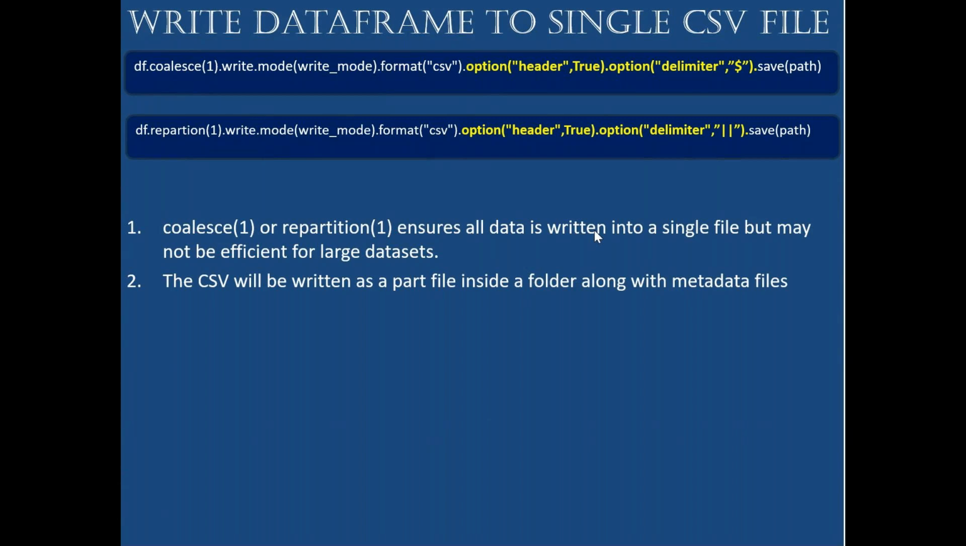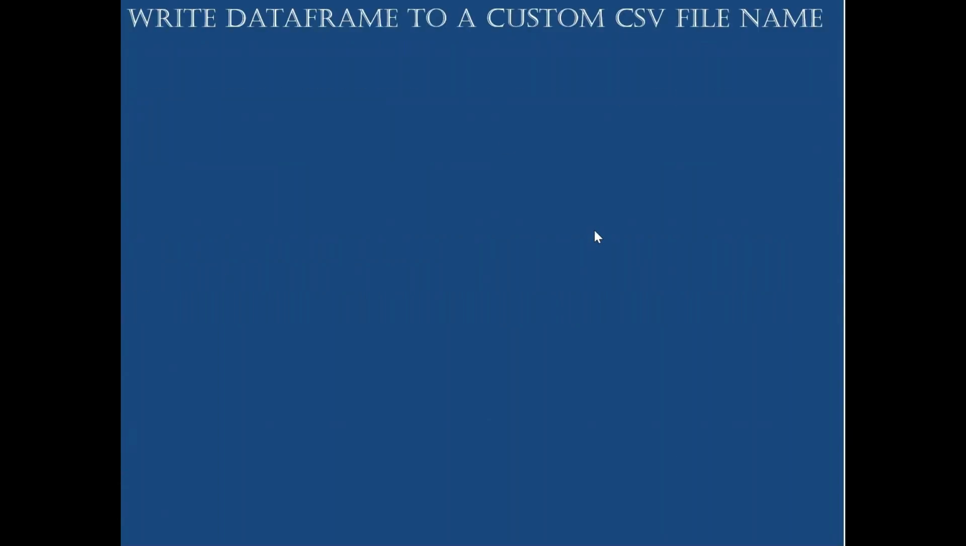Maybe you might have seen already in the previous sessions, it writes _SUCCESS, _committed, _started and a part file, right? We have written data from Databricks and we have seen that. So we can use the dbutils commands to rename the part file and remove the metadata files. That is what we will be doing in the next step. We will be understanding how to write a data frame to a custom CSV file name.